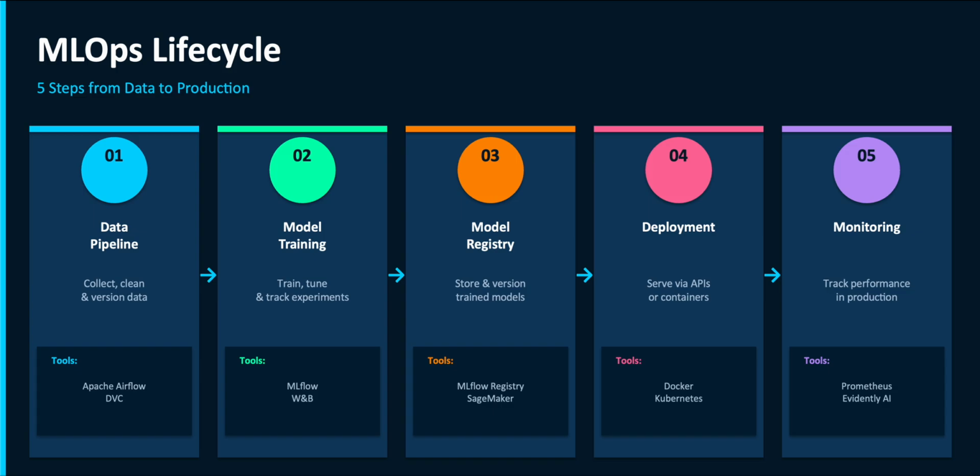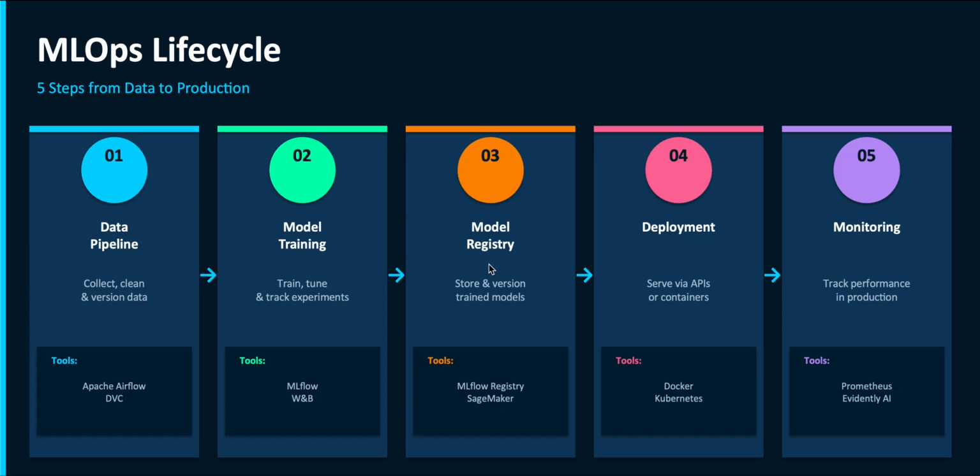So let me walk through the MLOps lifecycle, the five stages. Stage one is the data pipeline, where you collect, clean, and version your data. Tools like Apache Airflow and DVC help here. The second stage is model training, where you actually build and tune your model. MLflow and Weights and Biases (W&B) are popular choices for tracking experiments.